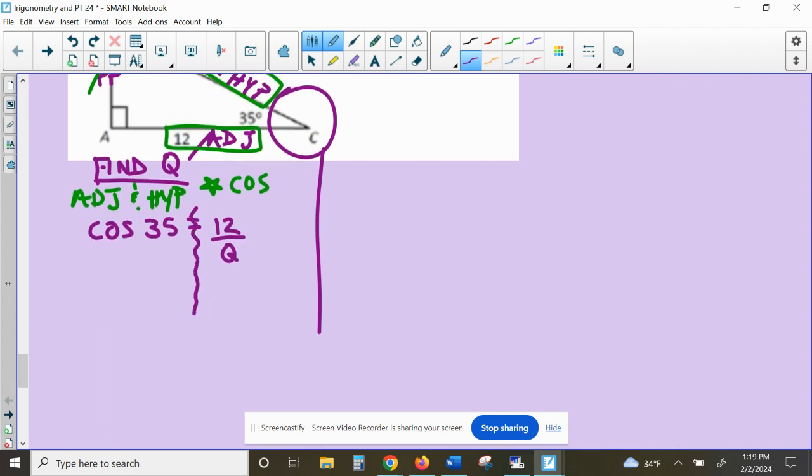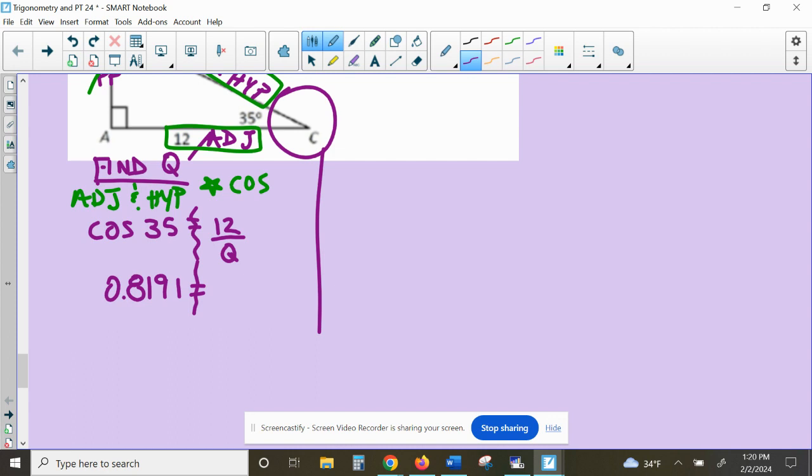Okay, what do I got over here? Cosine 35. Give me your decimal. Remember, go out to 4 digits. I don't know what cosine 35 is. What do we got? I know it's probably a mess. 0.8191.